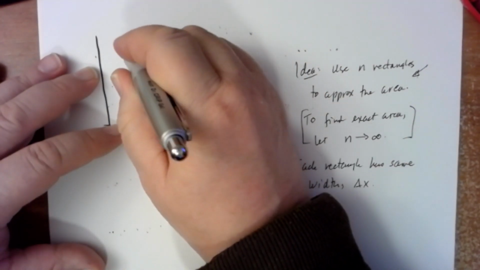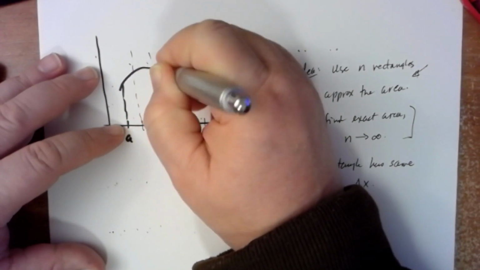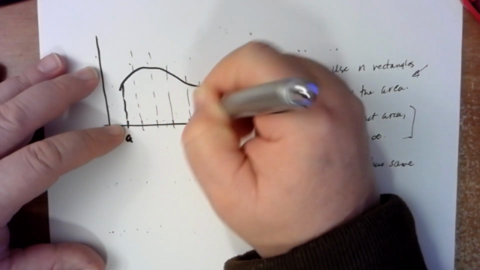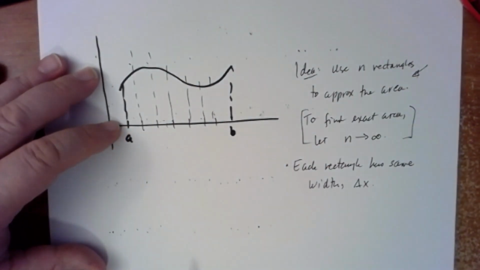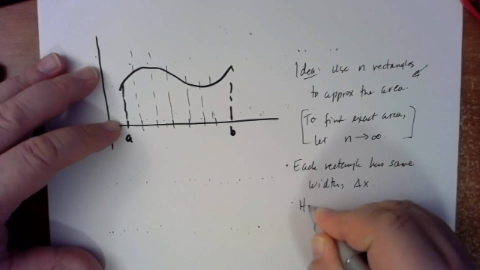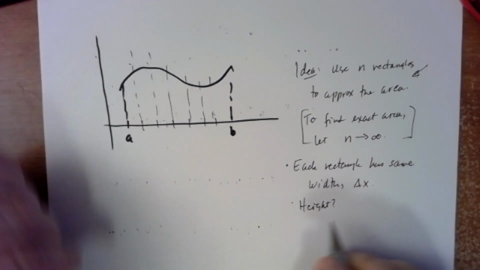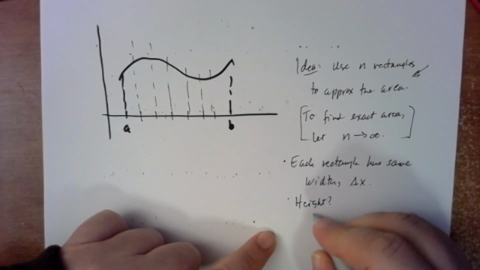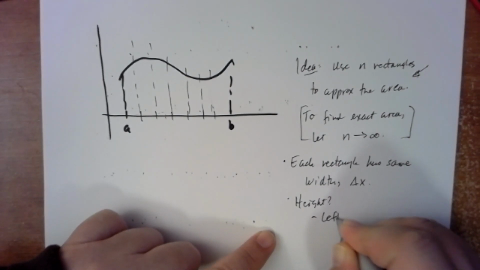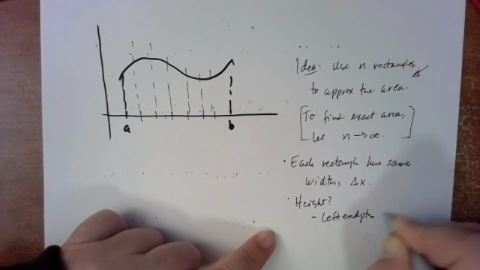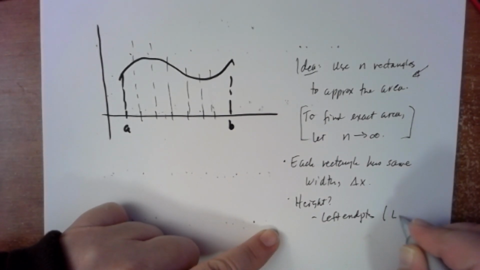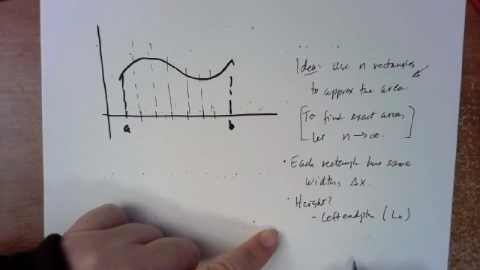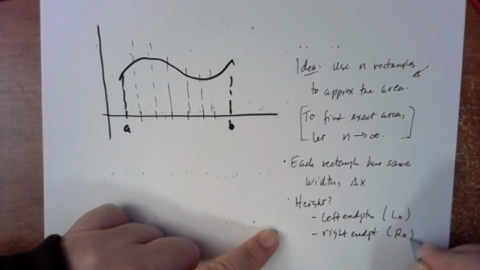right, then the question is, what should the height of the rectangle be? Okay, so what should the height of the rectangle be? The height. And I think we saw in our example previously that typical choices are the height could be taken from the left endpoints, and we're going to use the notation L sub n to denote a left endpoint, or it could be a right endpoint for each interval, and so we're going to use the notation R sub n for that.